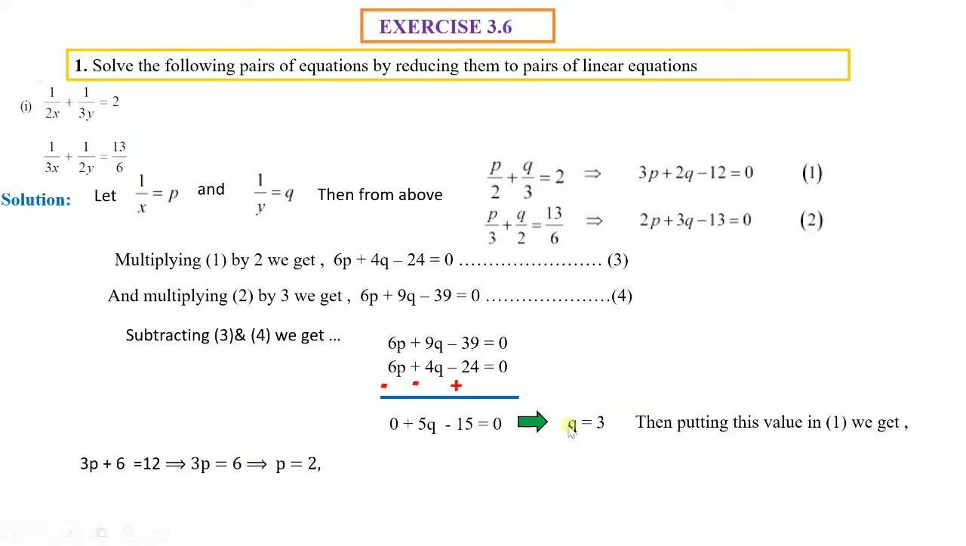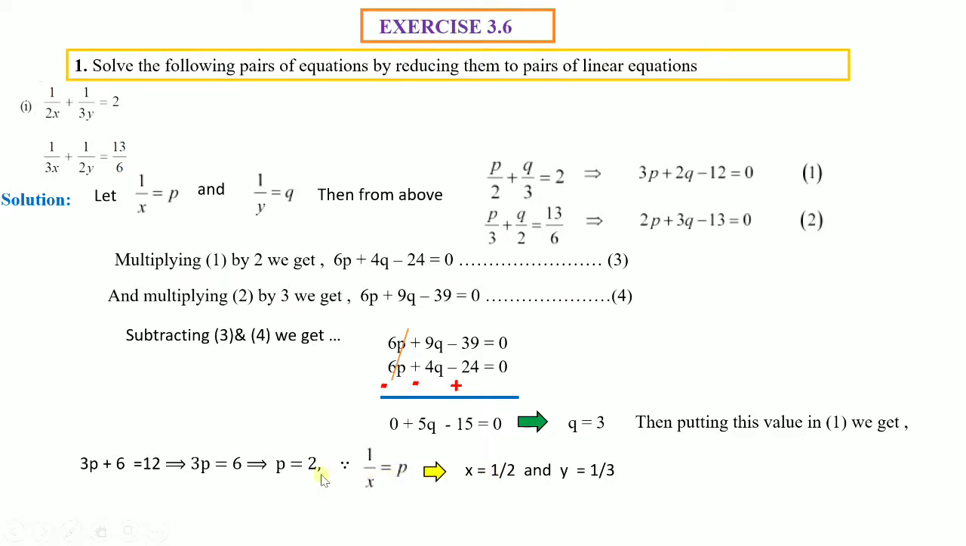Now we got the value of q and the value of p, but this is not our final solution. Since our question was in x and y, and we took p and q for our convenience, we need to now convert p and q back to x and y. Since we had supposed 1 upon x to be p, we will put 1 upon x.